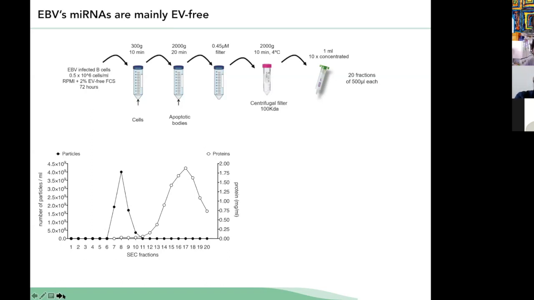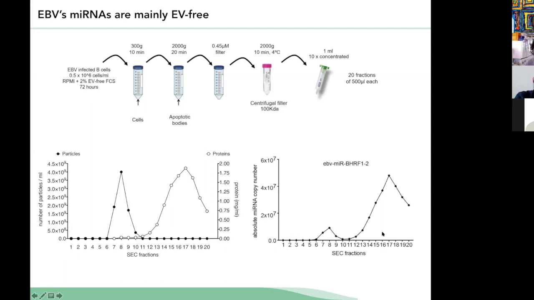Okay, but where are the microRNAs? So the microRNAs, and this is just an example, but in the paper you can see that we have done all four of them and they look just the same. The microRNAs are actually mainly in fractions 12 to 20, where the free protein is, and not in 7, 8, and 9.